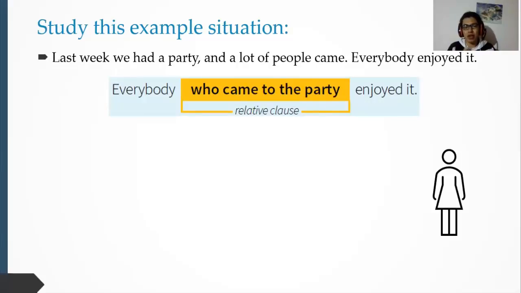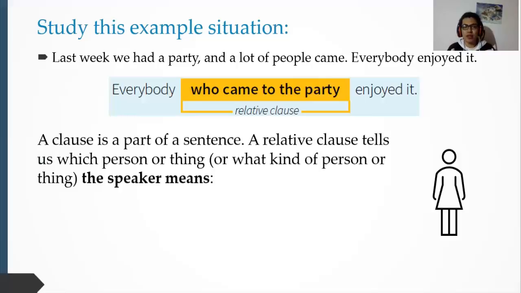To recognize a relative clause, we are going to use who, that, which, what. We are going to use who for people, which for things, what for people or things. A clause is a part of a sentence. A relative clause tells us which person or thing, or what kind of person or thing, the speaker means.